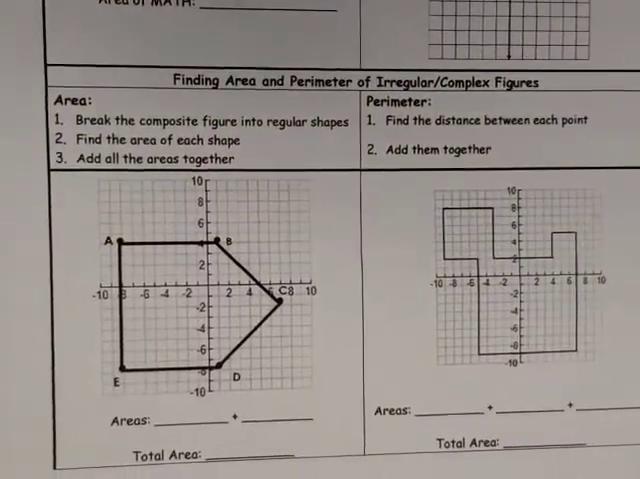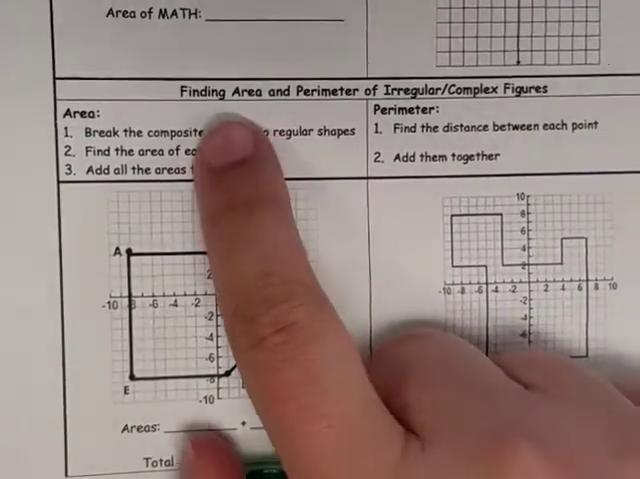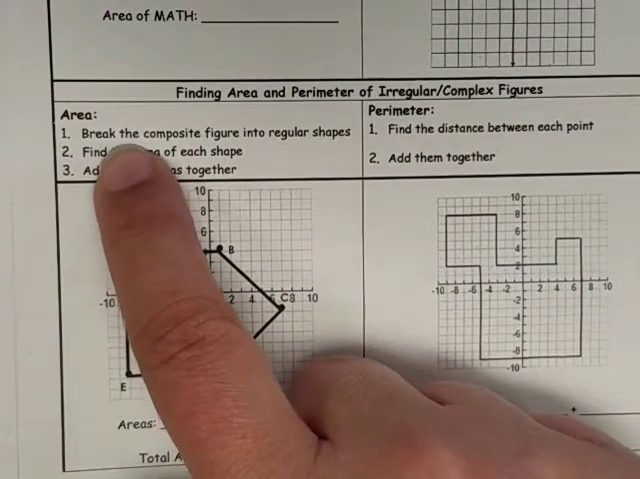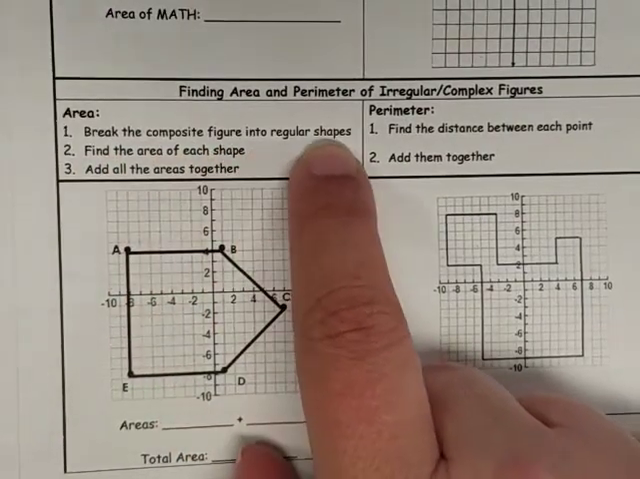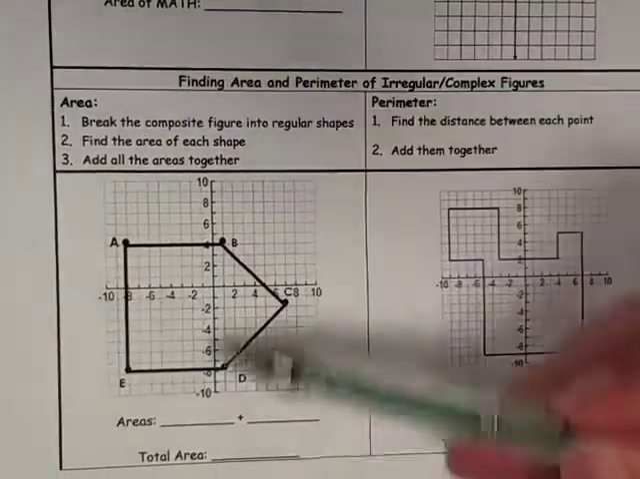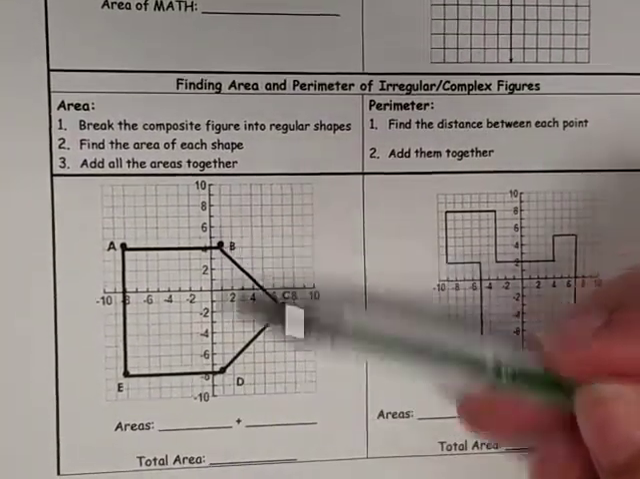And then let's go down here and talk about irregular shapes. So finding the area and perimeter of an irregular complex figure, what you're going to want to do is break down the composite figures into regular shapes first, find the area of each shape, and then add all of them together. So this right here looks like a nice rectangle and a triangle.